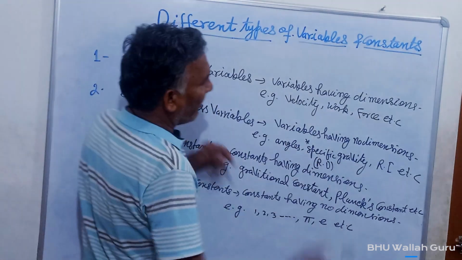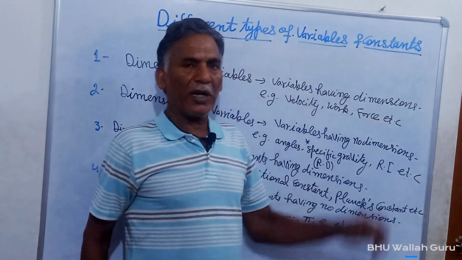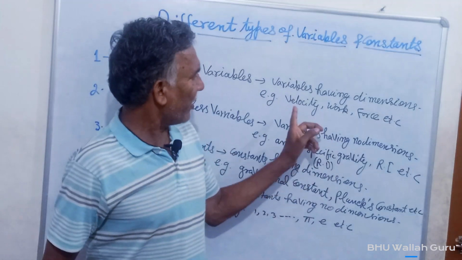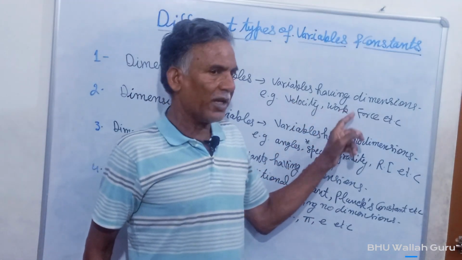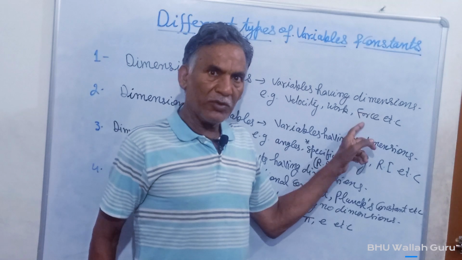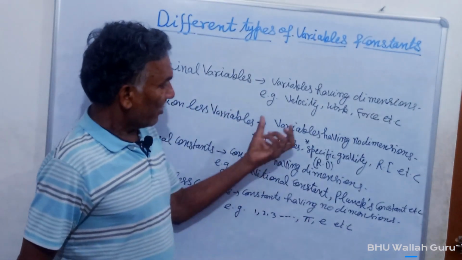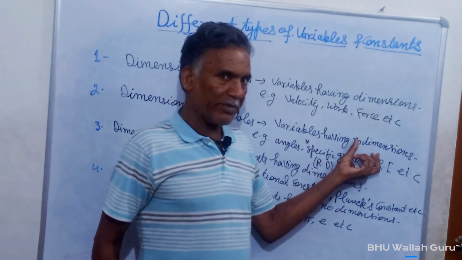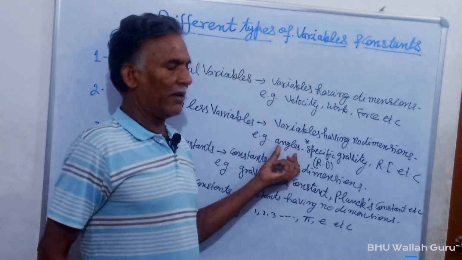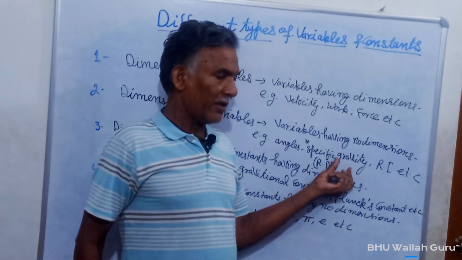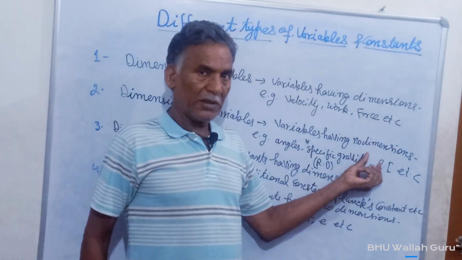First is the dimensional variables, those variables having dimensions. For example, velocity, work, energy, power, and so on. Second, dimensionless variables, those variables having no dimension. Examples: angle, specific gravity, refractive index.